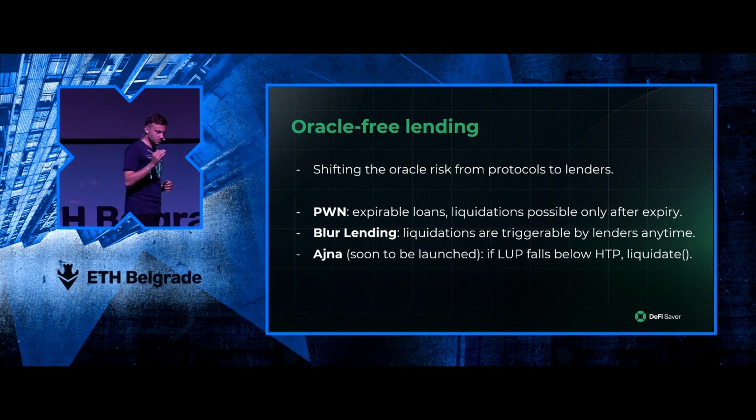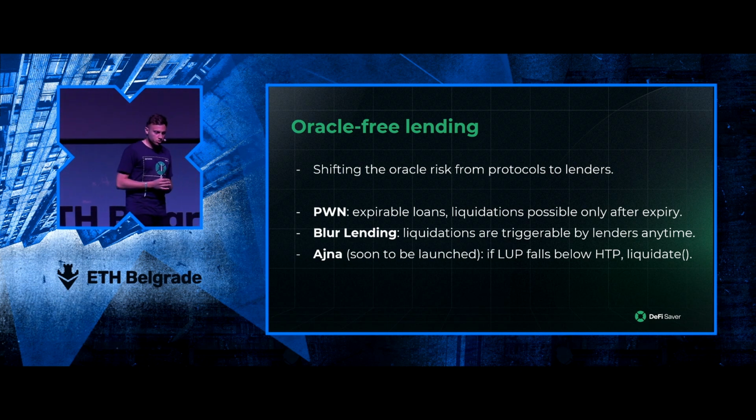One of the projects that managed to do that is Pawn Finance, and what they did is they offered expirable loans, which is not something we are used to seeing in the DeFi lending space. For example, Maker, Aave, Compound, Liquity all have perpetual loans. Pawn Finance came and said, okay, the loans will be expirable, and the liquidations will only be possible after the expiry date. So nobody can liquidate any loan before that date. And they said, okay, if the liquidations are possible only from a certain date, we don't need oracles.